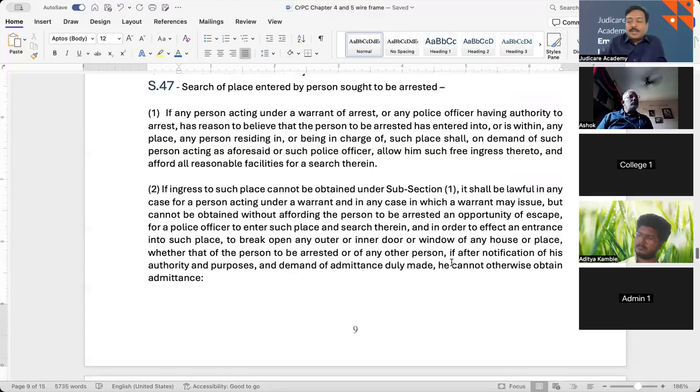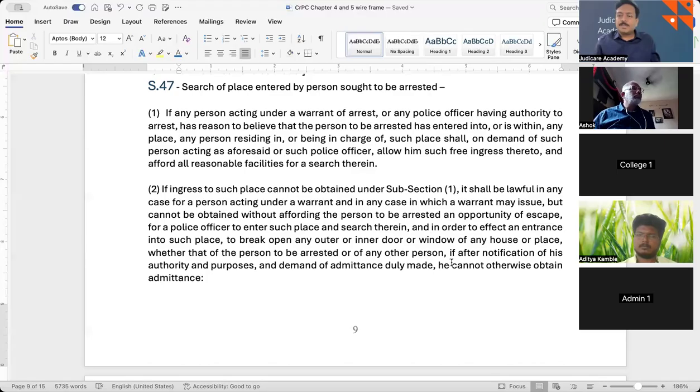Coming to Section 47, search of the place entered by the person sought to be arrested. Now, I told you at the very start of the session, remember Section 41 and 47 too. We'll refer to it later also. So, Section 47 talks about search of a place entered by a person sought to be arrested. A person has to be arrested and he has entered a place where I have to go, and as a police officer or a law enforcement agency, I have to enter that place and make an arrest of this person.